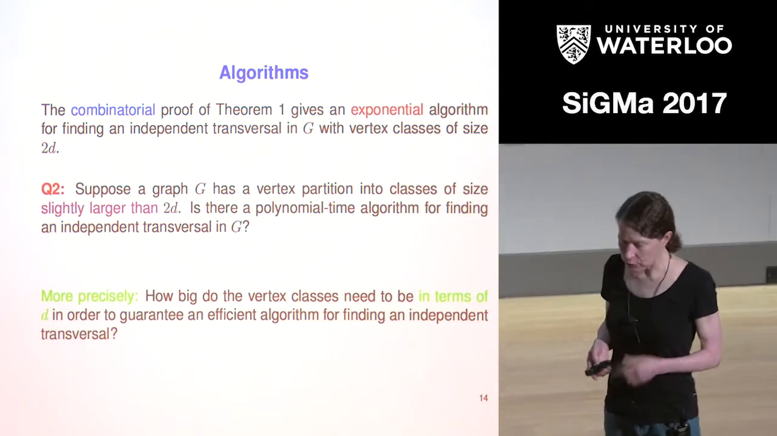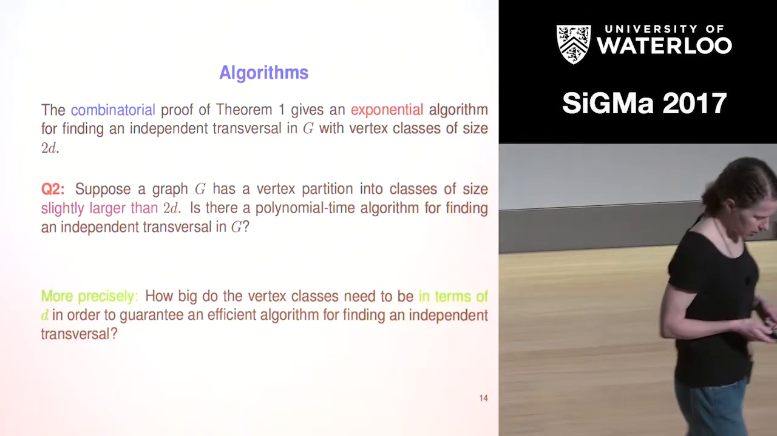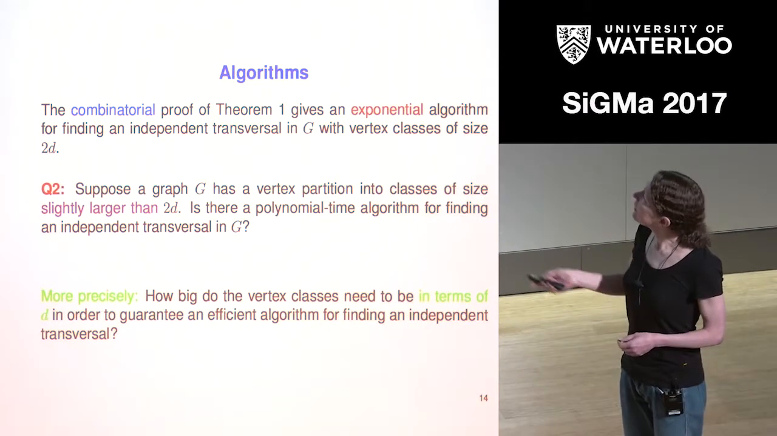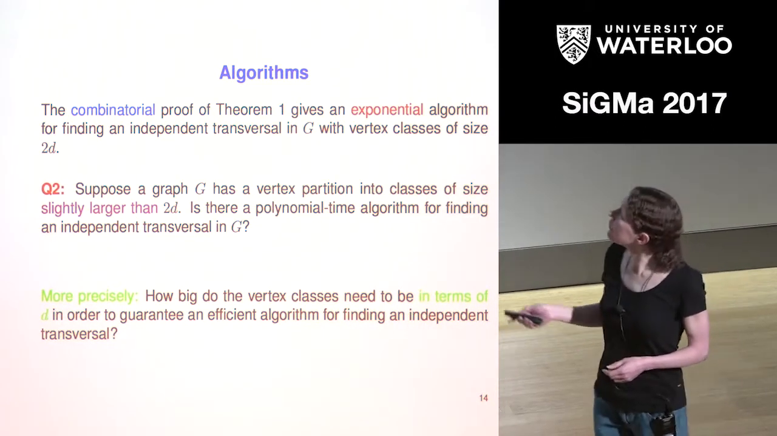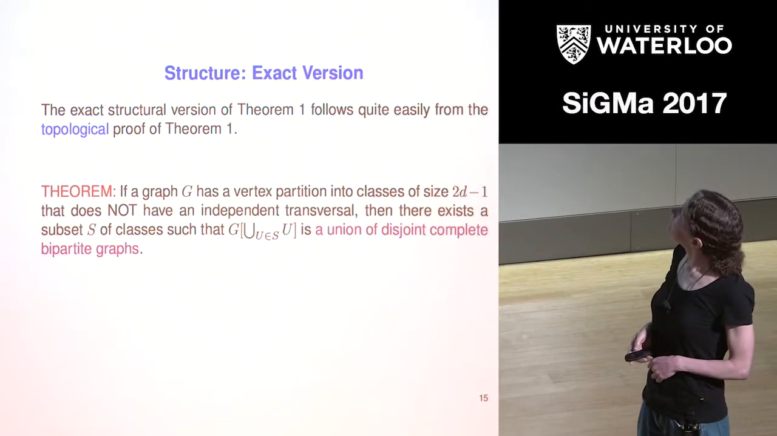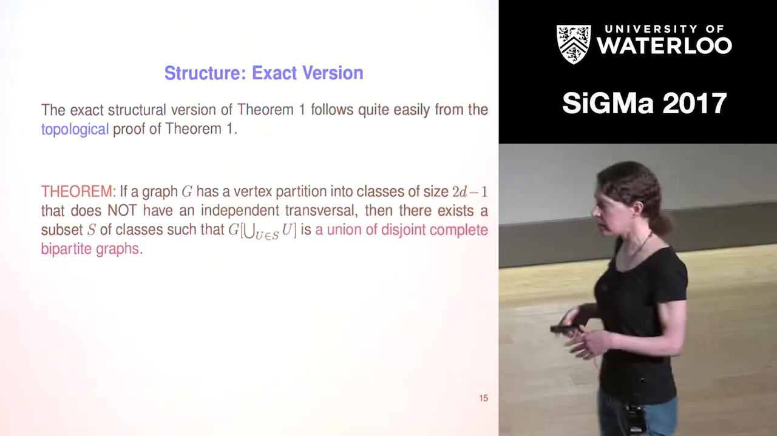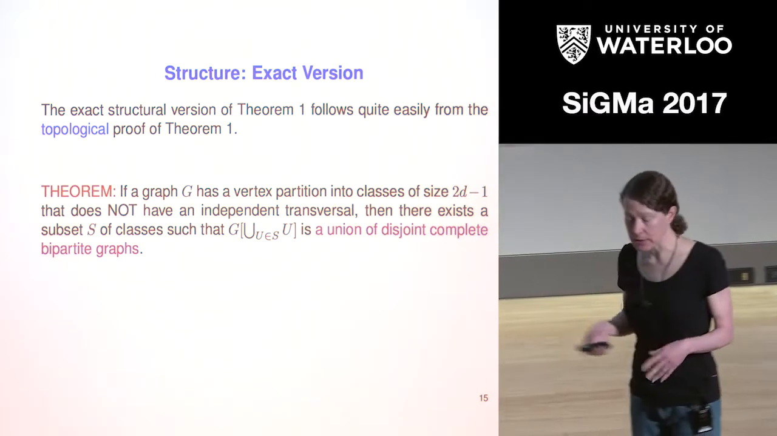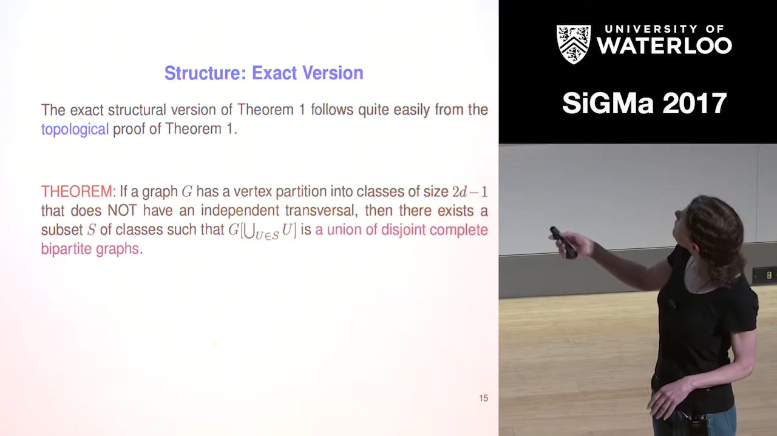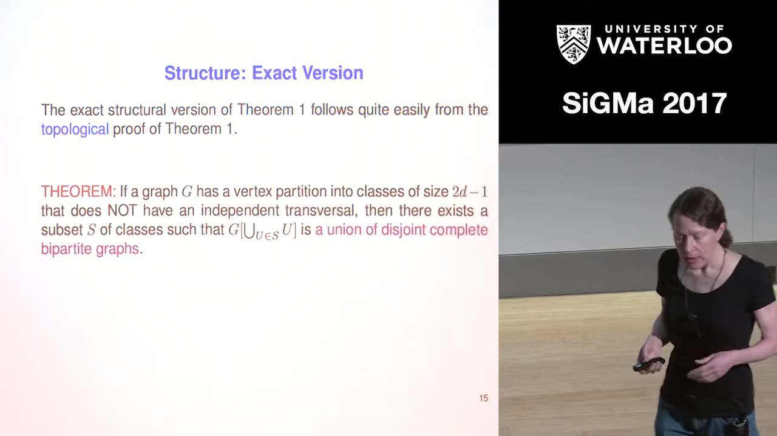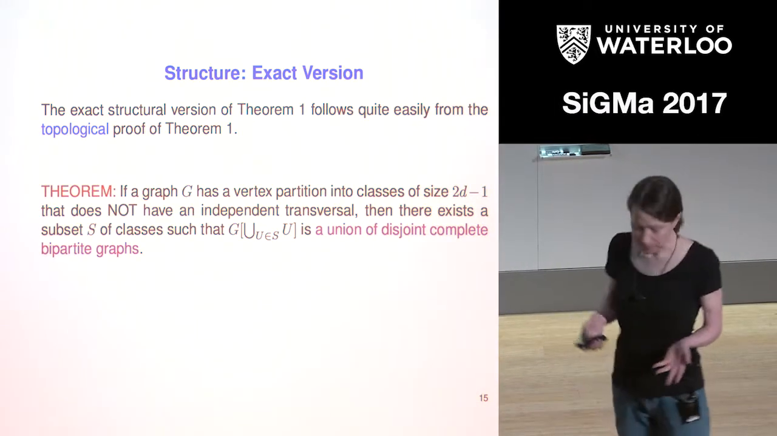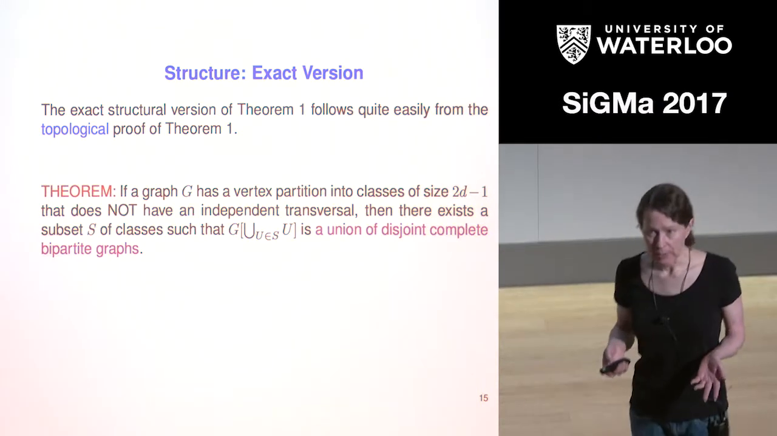Okay, so these are the two questions that I'm going to address, and I will give you answers to both of them. They are satisfactory to some degree, but maybe not completely, so I will say why. Okay, so the structural version: again, we have our vertex partition graph. It has vertex classes of size a little bit smaller than 2D, maybe with some epsilon, and we don't have an independent transversal. What can we say about the structure?